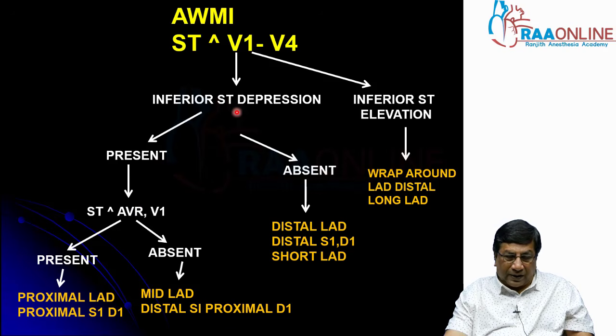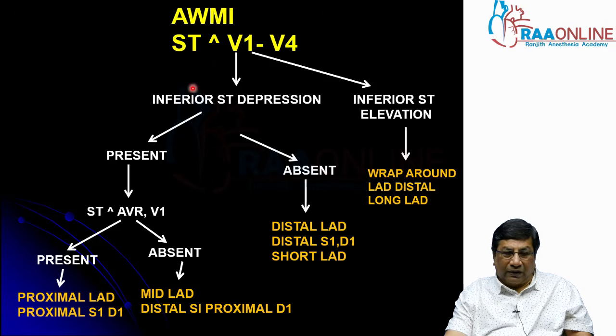Whereas if you have inferior ST segment depression, but I don't have ST elevation in AVR and V1, but I have ST elevation in L1, AVL and left lateral leads, that means your basal lateral wall is involved, so the septum is not involved. That means the injury vector is directed superior and towards left, which will result from a mid-LAD lesion, distal to the first septal branch but proximal to the diagonal branch.